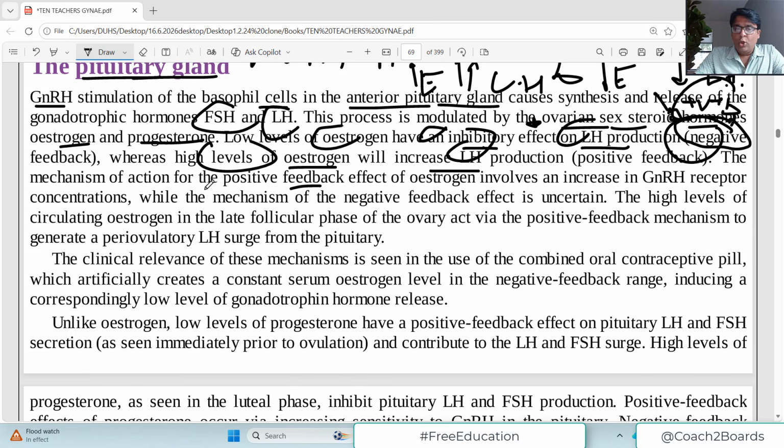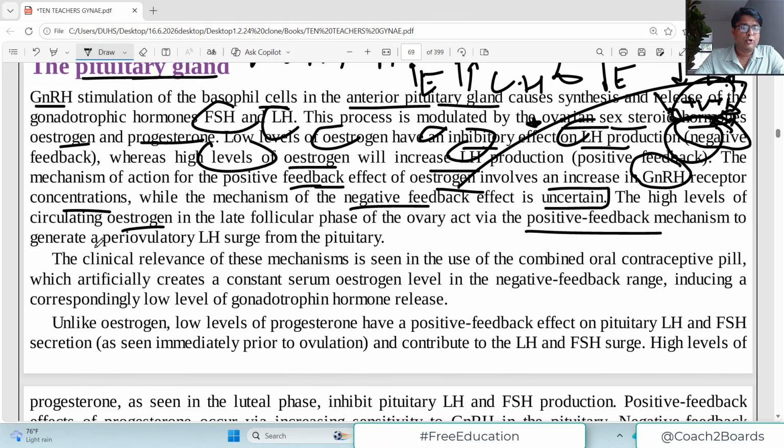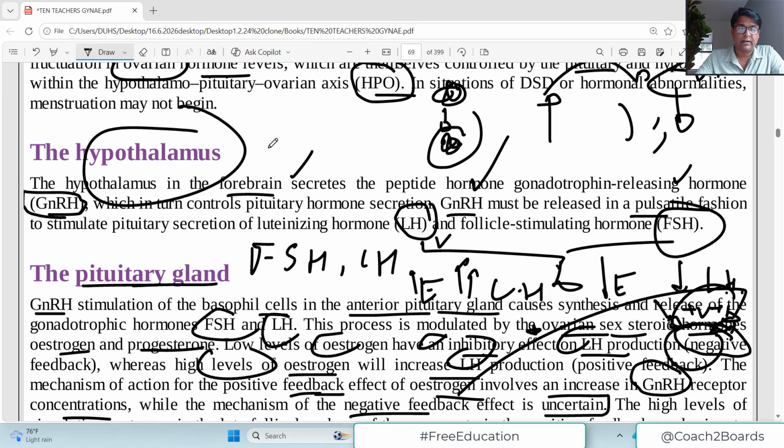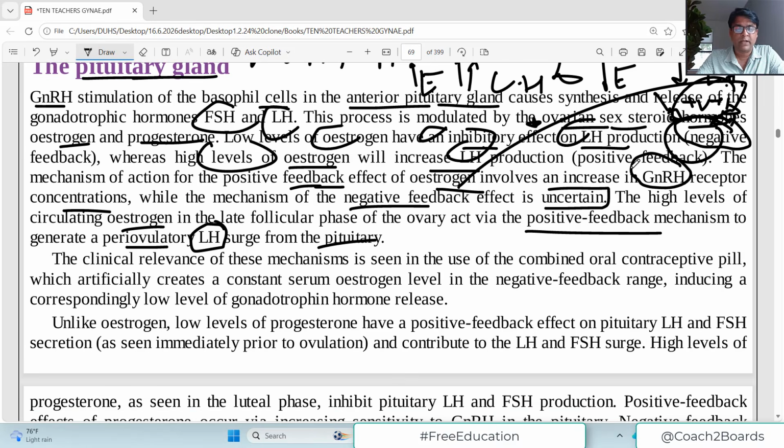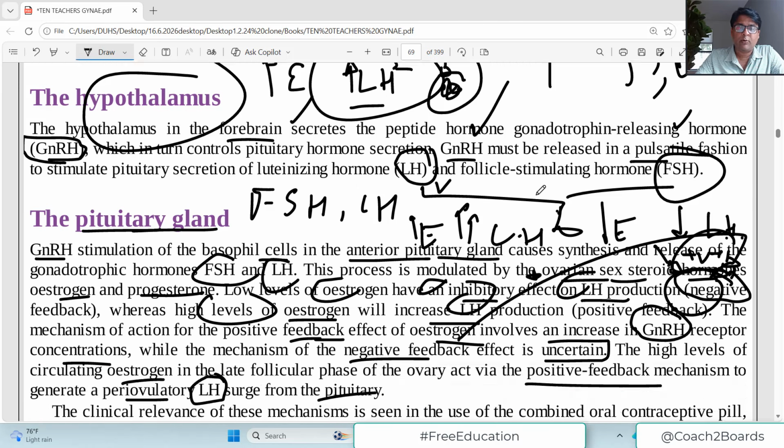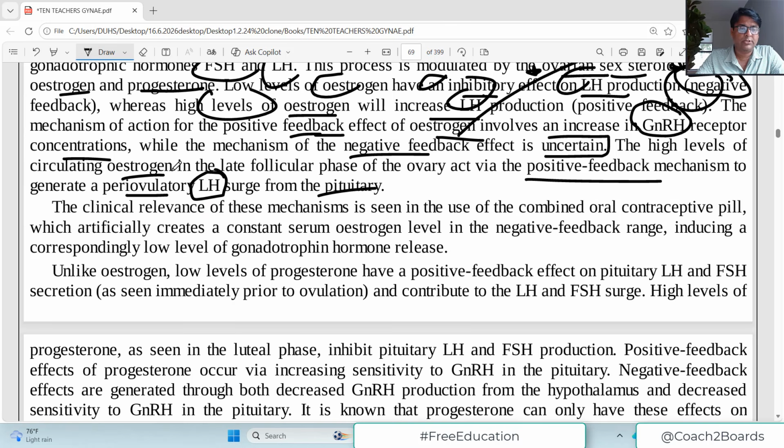Okay, so the mechanism of action for the positive feedback effect of estrogen involves an increase in the GnRH receptor concentration, while the mechanism of the negative feedback effects is uncertain. तो जिसको ये negative कह रहे हैं वो ये है कि how the low levels of LH are associated with low levels of estrogen. The high levels of circulating estrogen in the late follicular phase of the ovary act like a positive feedback mechanism to generate a peri-ovulatory LH surge from the pituitary. So अब यहाँ क्या बात हो रही है? यहाँ पे देखें basic principle आपने set करना है. If there is more estrogen, there is more luteinizing hormone. But that's the rule of thumb. और ये important भी है क्योंकि this is then required for ovulation, and this is exactly what happens just around the ovulation time.